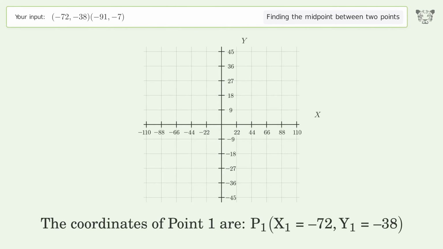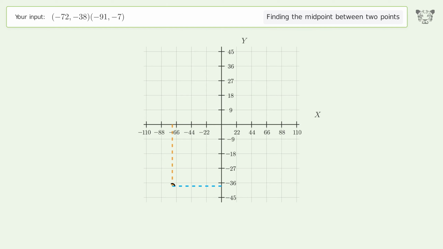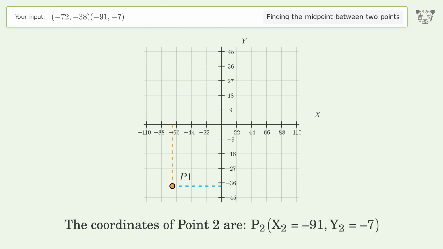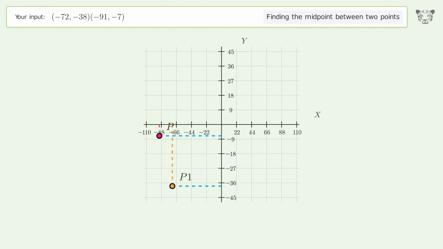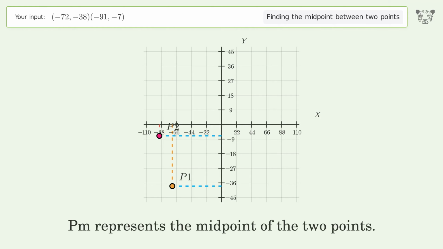The coordinates of point 1 are, x1 equals -72, y1 equals -38. The coordinates of point 2 are, x2 equals -91, y2 equals -7. PM represents the midpoint of the 2 points.